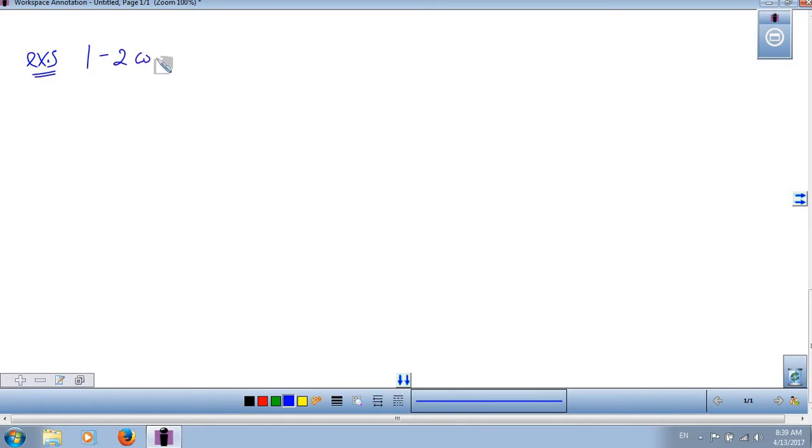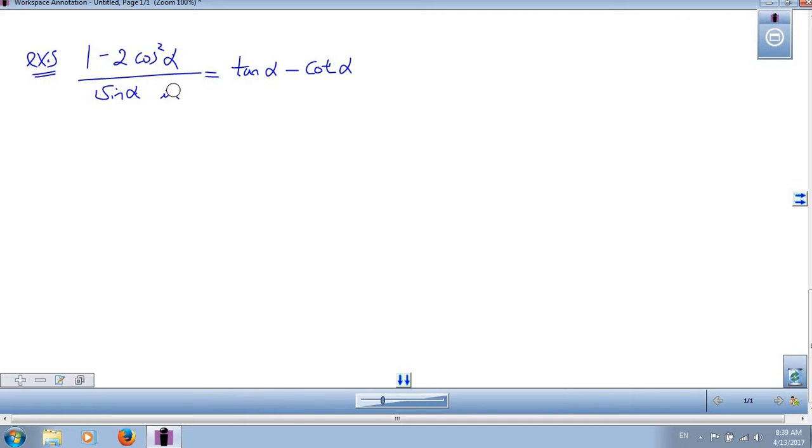1 minus 2 cosine squared alpha, divided by sine alpha cosine alpha, is going to be equal to tangent alpha minus cotangent alpha. Alright, so how do we approach this problem? Well, I'm tempted to go ahead and try to factor this, but if it were 1 minus cosine squared alpha, it would be easy, right? We just convert that to sine squared alpha. But we have two of them.